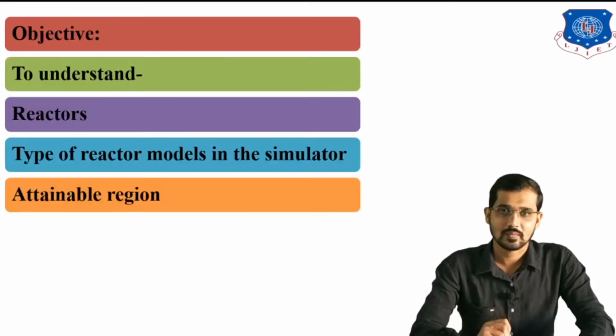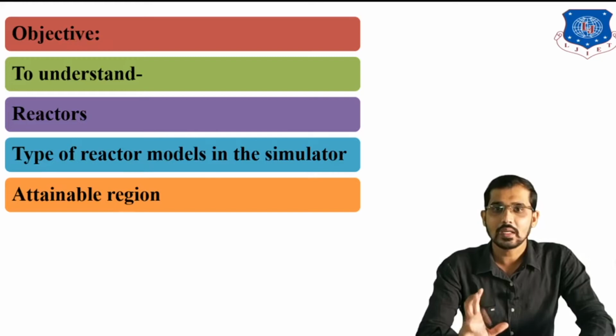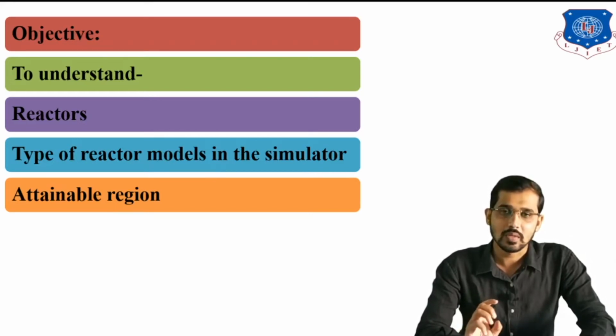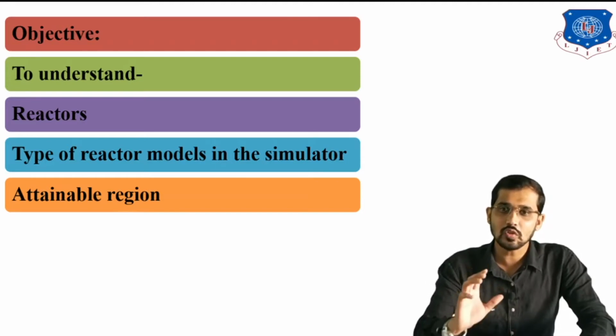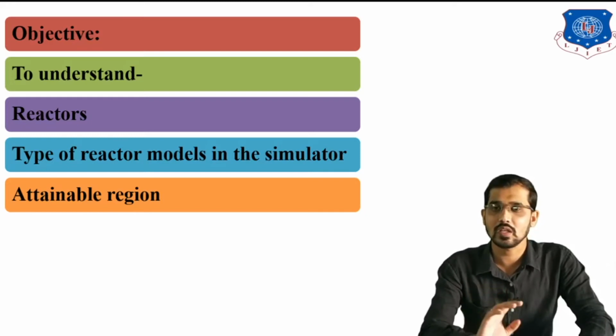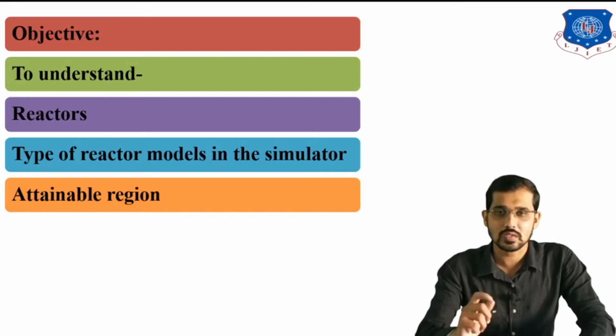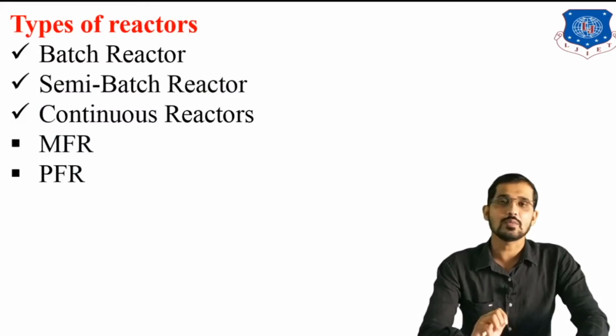So let's start. You can see on the screen, in this chapter we are going to study the objective and understand the concept of reactors, followed by types of reactor models in the simulator and attainable regions. It means that to simulate any process in a computer, in any software, you should first know the model. Different models are available in chemical engineering. Those are nothing but reactor models, which we are going to see in this lecture. Before that, we will see different types of reactors.